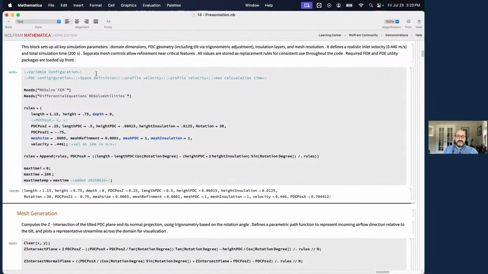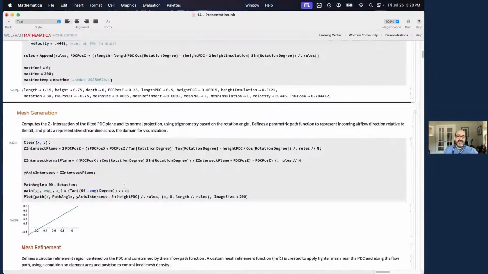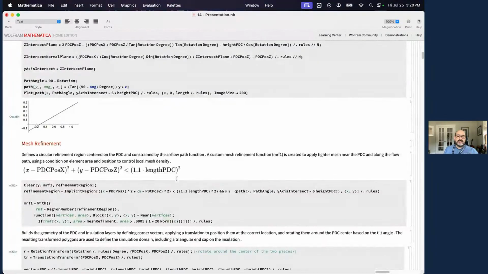The first thing is defining what the geometry is. Basically, the second step is to generate the mesh. And the mesh is just a simple mesh. And then somebody asked about refinements.